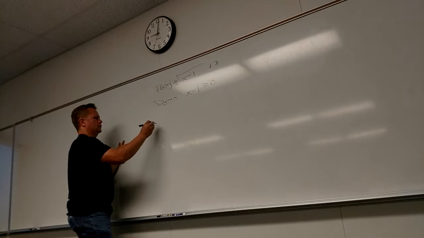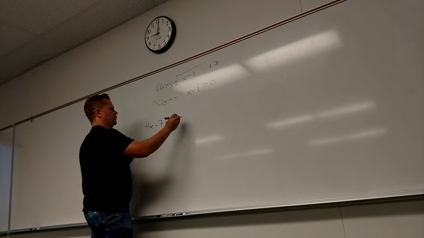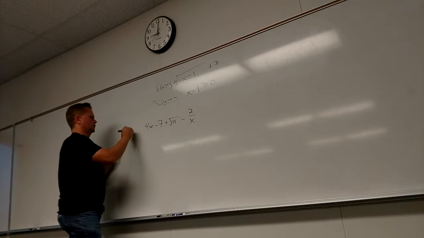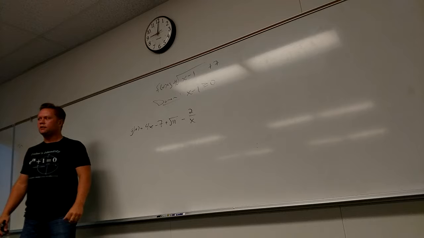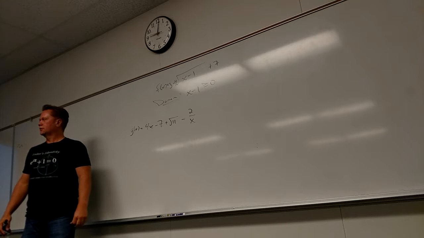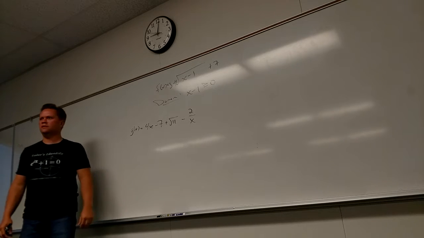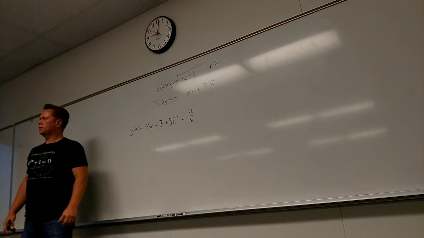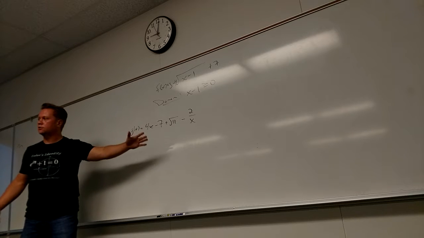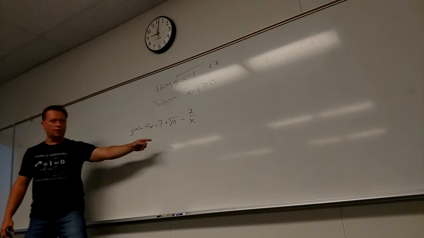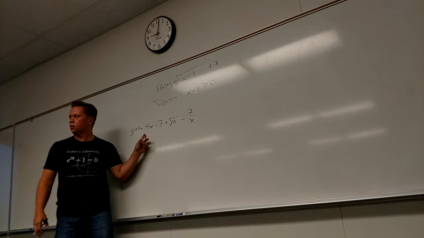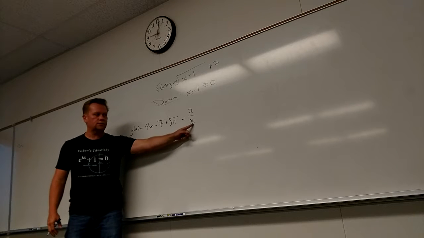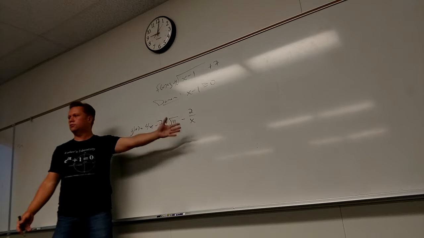Watch. If I had 4x minus 7 plus the square root of 11 minus 2 over x, what's the domain of that? What's the only piece that has a problem? No, the square root of 11 is a number. Who cares about that? What's the only piece that has a problem with a certain value of x? Yes, the 2 over x. And what can x not be? 0. If x is 0, that's the part that freaks out. Any other x, everybody's cool, of course.